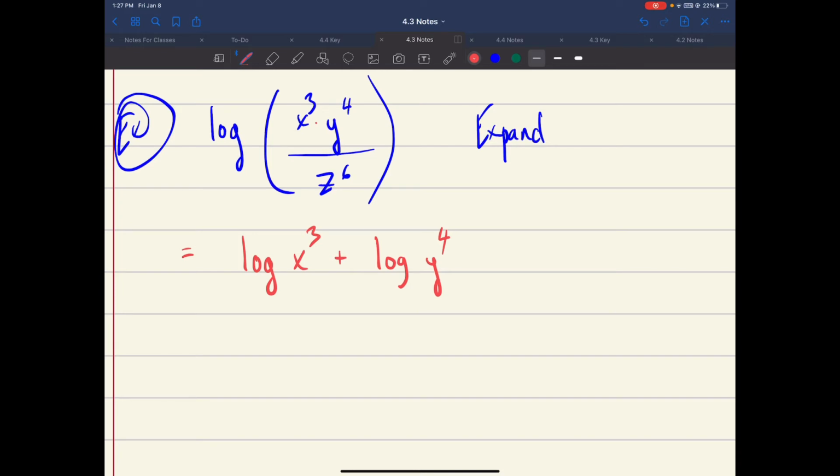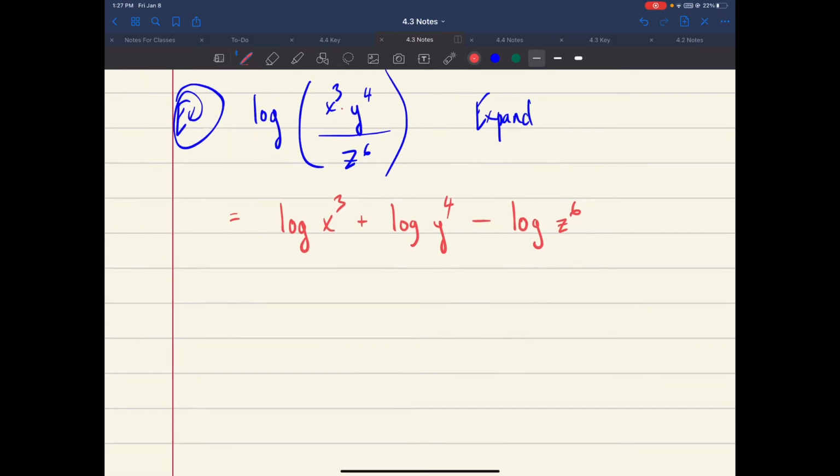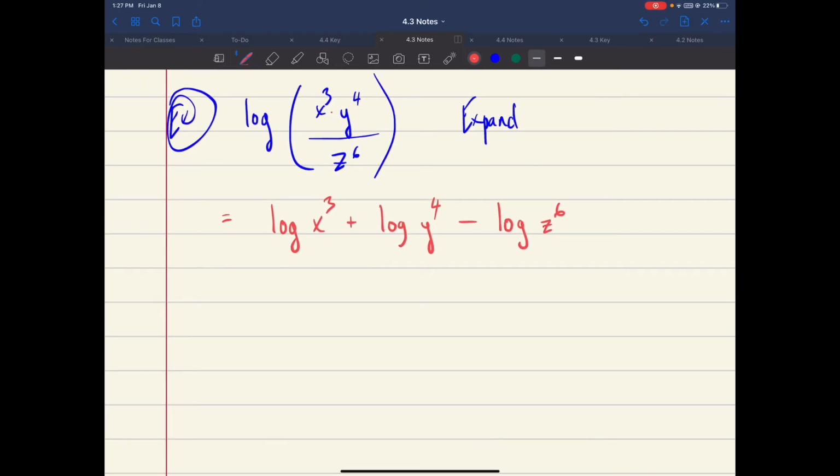And we have z to the 6th in the denominator, so that would be a subtraction of log of z to the 6th. And then we look at it: do we have exponents? Yes, so we bring those down. So this would be 3 log x plus 4 log y minus 6 log of z. And that would be it.